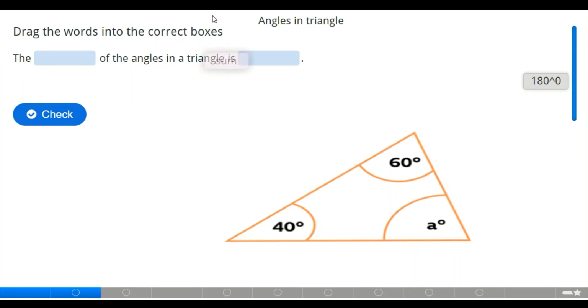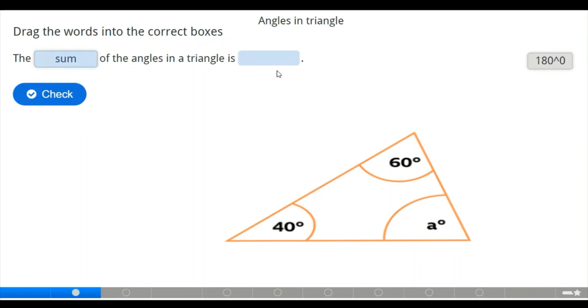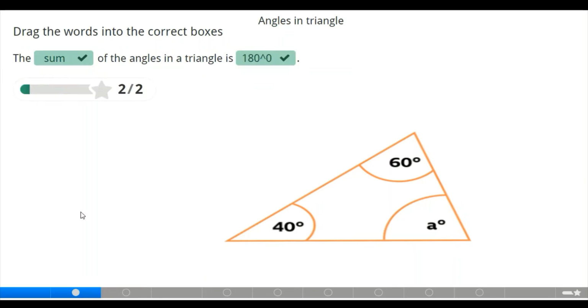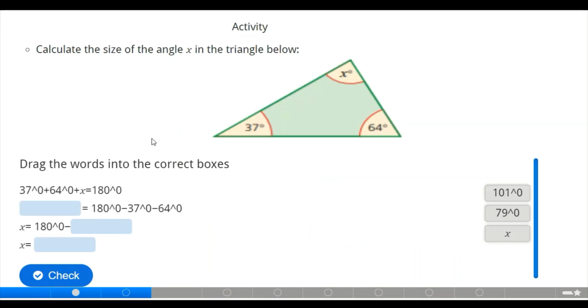So let's fill in the activities we have here. The sum of the angles in a triangle is 180 degrees. Okay, let's check. That's cool. Now let's look at the activities related to the theorem under triangles, which says that the sum of the angles of a triangle is 180 degrees. Now let's look at this triangle we have here.